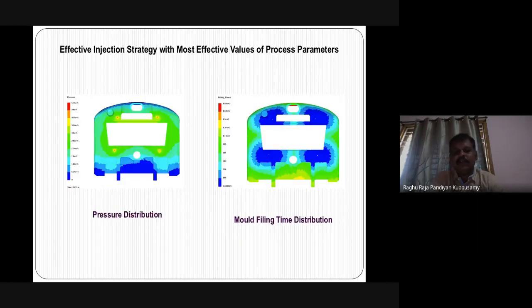You can also see the pressure distribution diagram. From the pressure distribution, you can see that the highest value of pressure is only at the injection port. And this is the mold fill distribution, showing at what time the resin reaches each position of the mold.